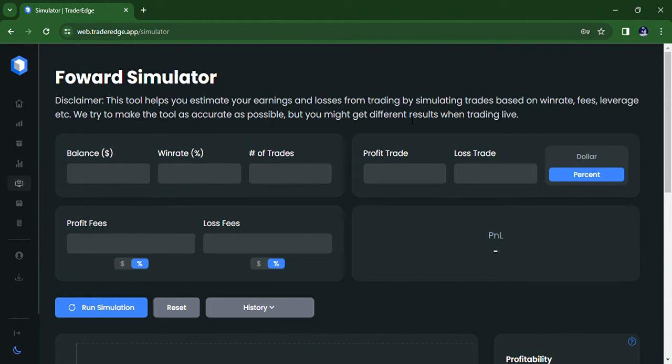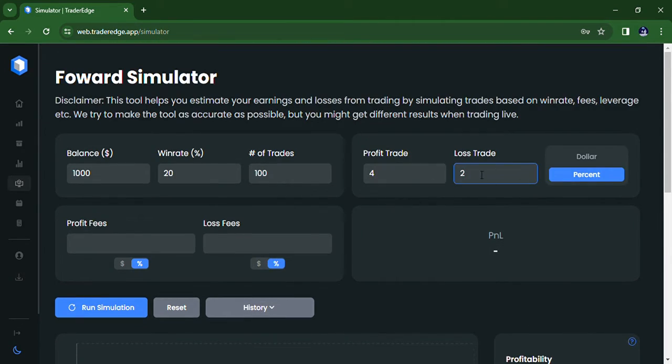This is the forward simulator. It helps if you start, suppose, with $1,000 and with the win percent we figured out in previous strategy testing. Suppose my win percent is 20%, and over 100 trades, like I take 100 trades, my win rate was 20%, and I started with $1,000. As I risk 2%, my profit trade was 1:2. I take minimum. So suppose 4% was my profit trade and loss trade was 2%.